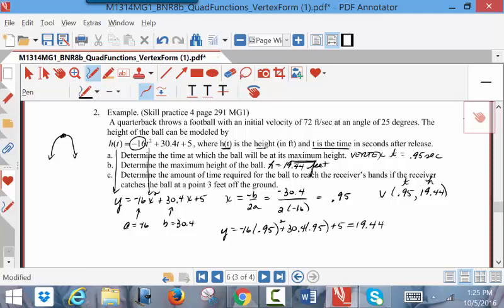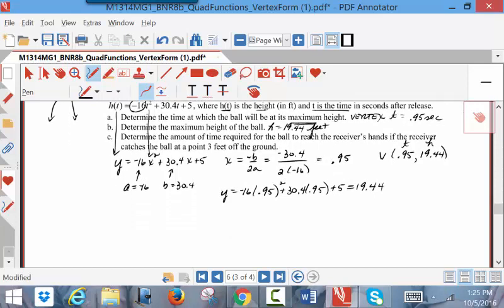Determine the max amount of time required for the ball to reach the receiver's hand if the receiver catches the ball at a point 3 feet off the ground. Think about this. Somebody said it out there already, right? If you visualize this graph, he throws it, it's not going up very high, and it's coming back down. It's not going to hit the ground if the receiver catches it. He's catching it at about waist or chest level, bent over, so this point has a y value of 3 feet above the ground.